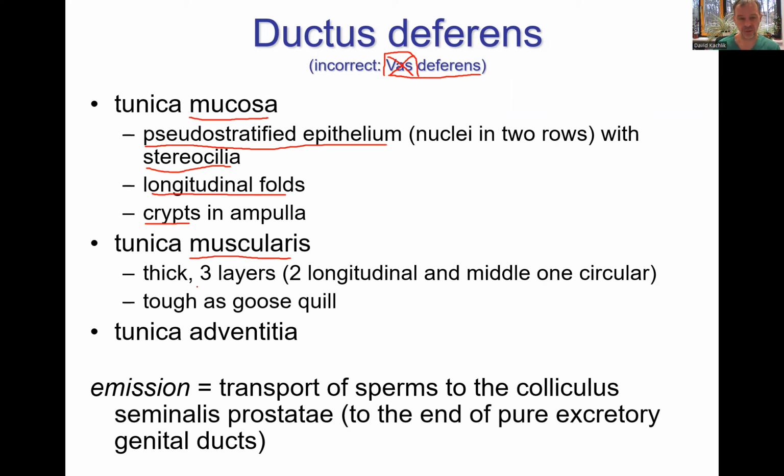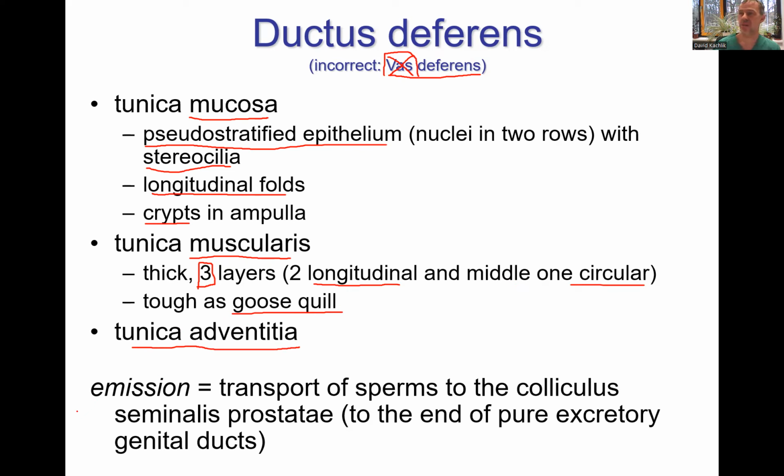Then the muscle layer is very, very thick, 3 layers. And similar to urinary system, we have a longitudinal and circular, and then another longitudinal. If you palpate it, it's really, really tough. So it should remind you a goose quill, which was used also for writing in the time of ink. And the outer surface is covered in spermatic cord and in pelvis by a loose connective tissue, so adventitia.